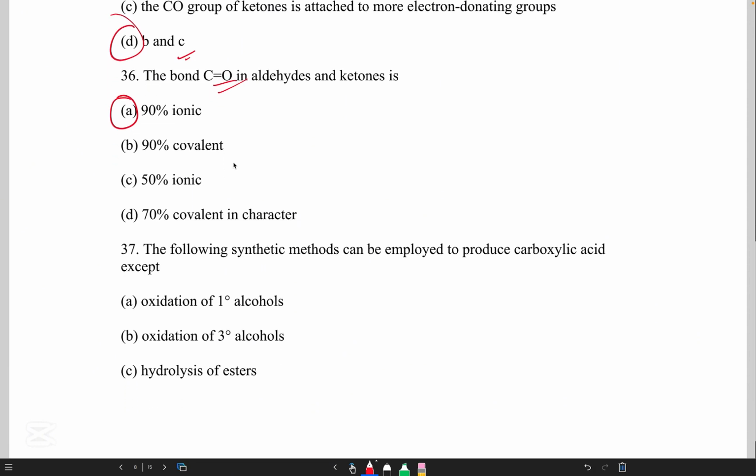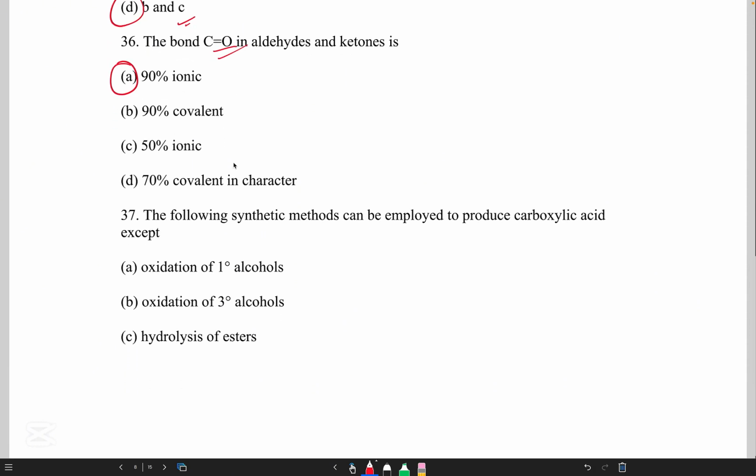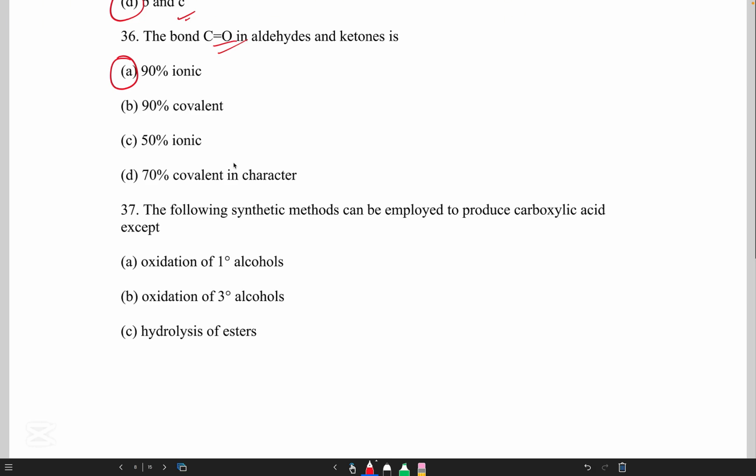All right. Now, the following synthetic compound can be employed to produce carboxylic acid except. What are some of the ways we can produce carboxylic acid? One, oxidation of primary alcohol. Yes, primary alcohols can be oxidized to give us aldehyde. Then further oxidation will give us the carboxylic acid.